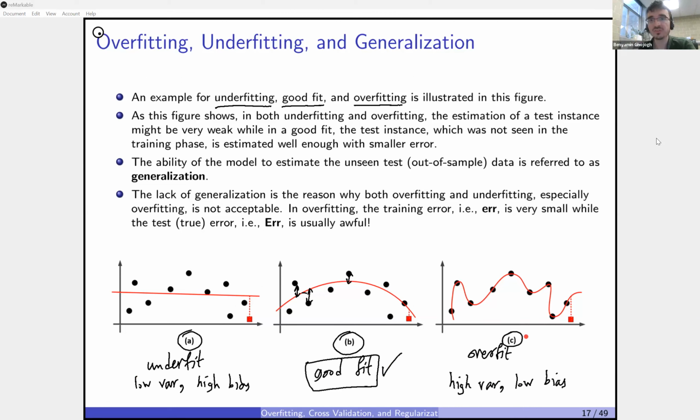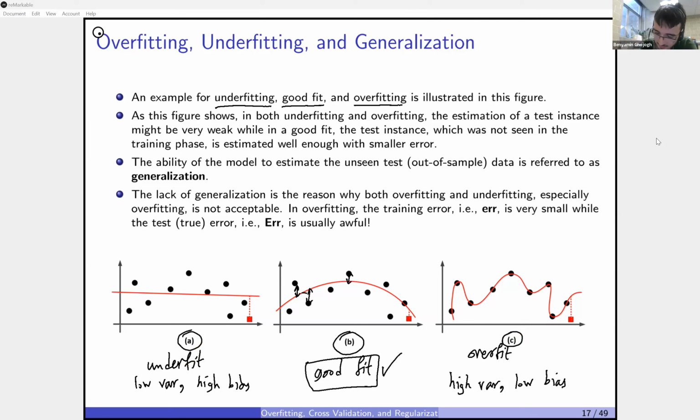Overfit works very well on training data points, but very bad on test data points, which are not seen in the training phase. Underfit works bad on both training data points and testing data points. So underfit is awful. Overfit is good for training, but bad for test. Good fit works well for both training and test.